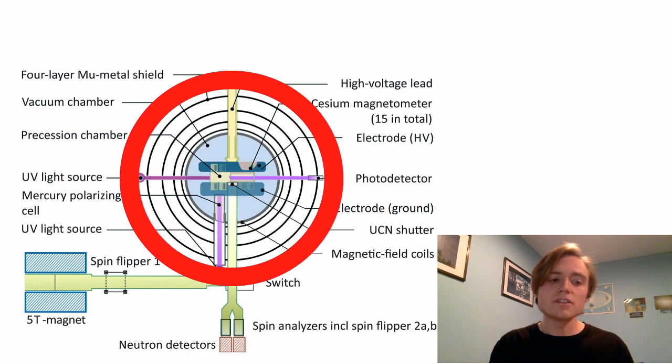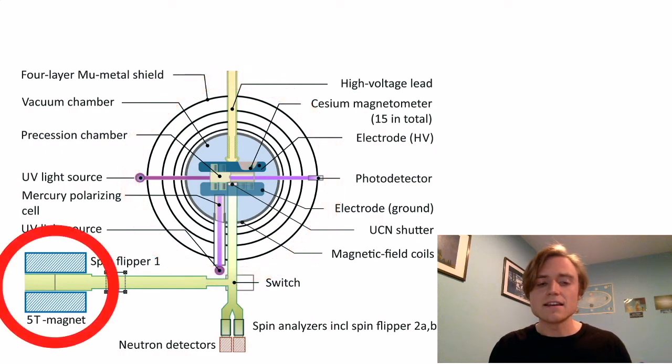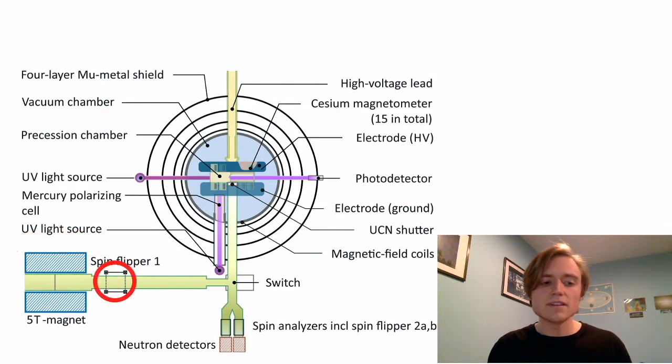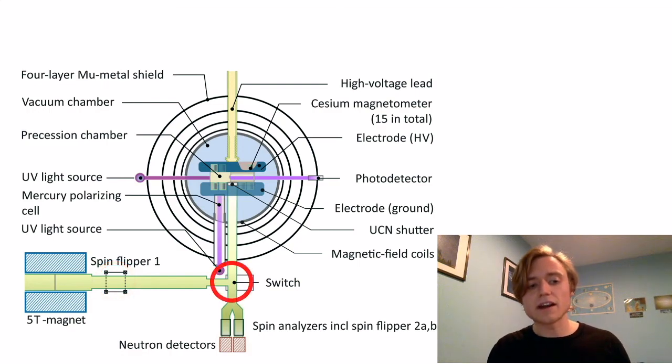For a neutron, the journey starts down here. It passes through this 5 Tesla magnet, and it then goes through this spin flipper, so they can align the spins of all of the neutrons that come through into this experiment. They'll then find their way to the switch, which then directs them up into the testing chamber.